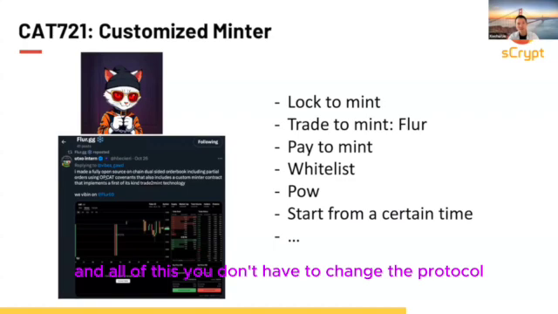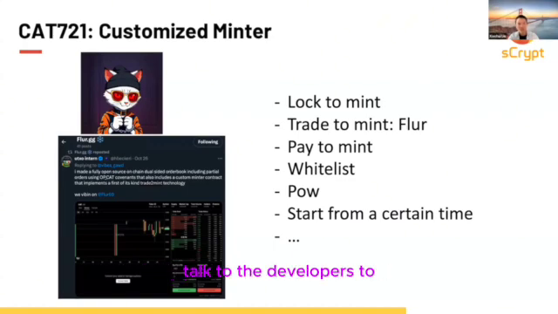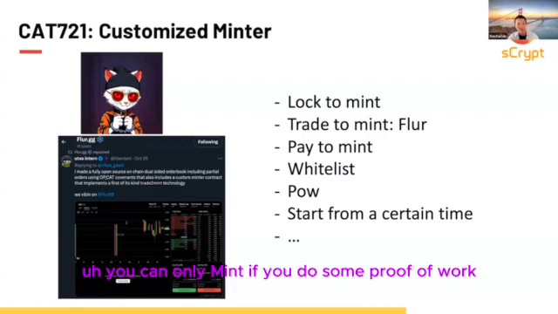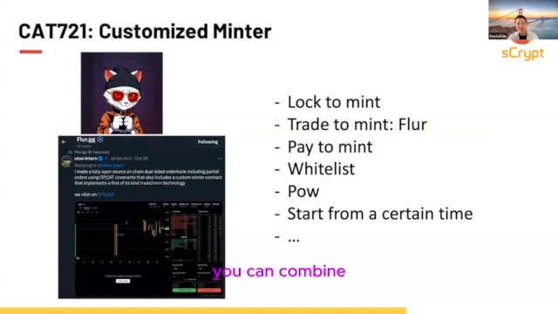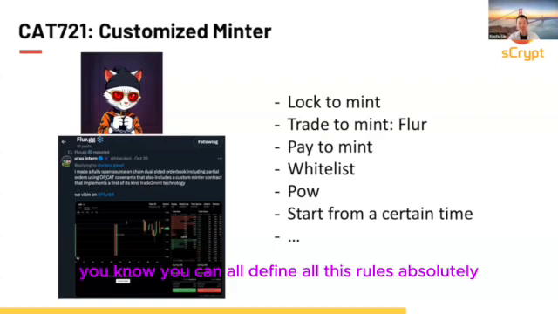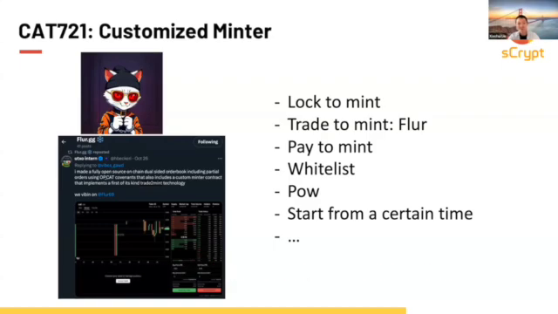And for all of this, you don't have to change the protocol. You don't have to talk to the developers to accommodate you. You just program your own minter smart contract. That's it. You can do all of this and more. You can even run wild. You can say you can only mint if you do some proof of work, but also you are in this whitelist or you hold another token. So it's very composable. You can combine all these different things and put them together. You can even come up with your fresh, crazy ideas and run with it. You can say you can only mint, I don't know, on Saturday, but not on Sunday, so you can touch grass. All these rules are up to you. You can define all these rules absolutely.